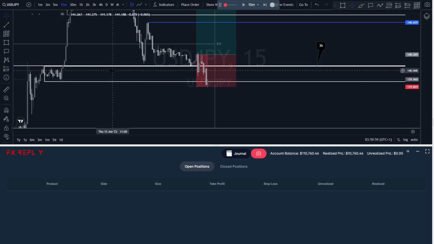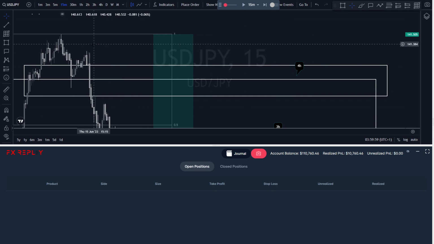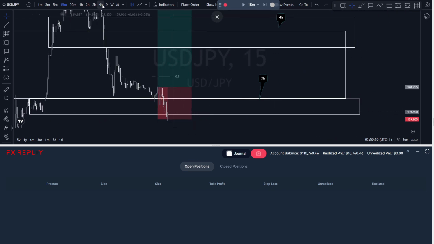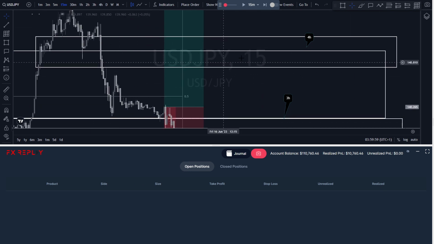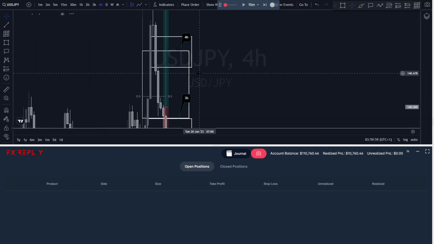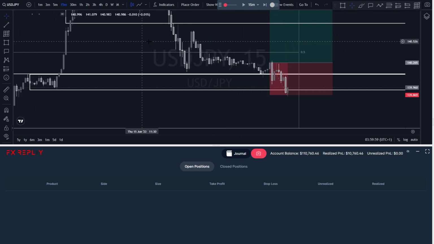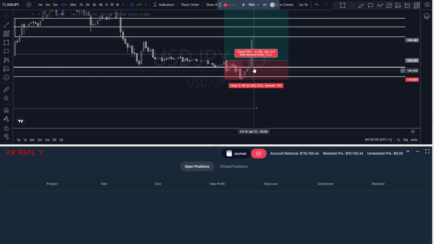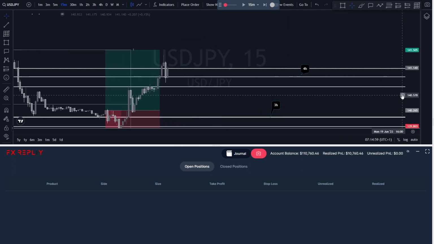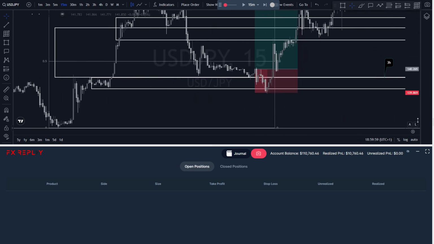So stop loss was below the breaker. Take profits were this area of liquidity, this area of liquidity, and also this area of liquidity. And I was planning to move my stop loss to the break-even point once price went into this 4-hour fair value gap to the downside, right here, this one. Yeah, my plans actually got nullified. I think price is just going to go up now. Yep, okay, so I entered too early.